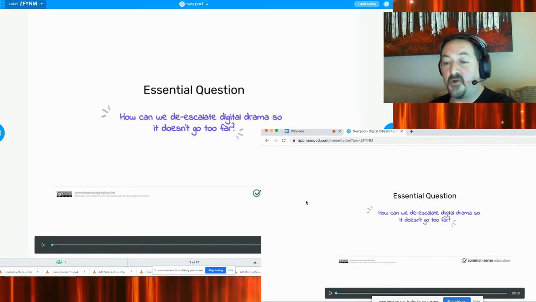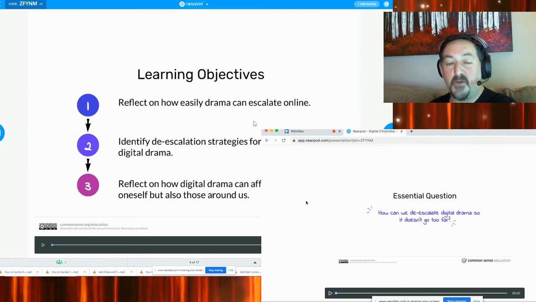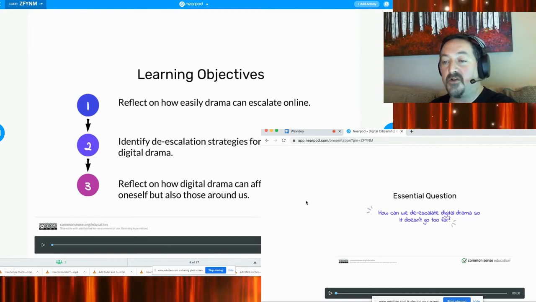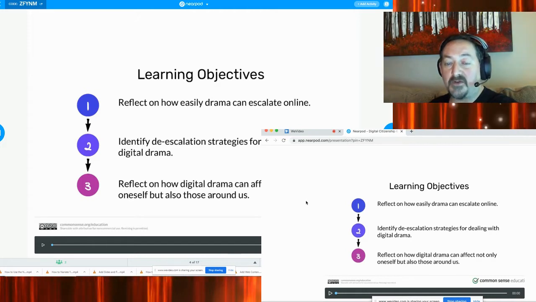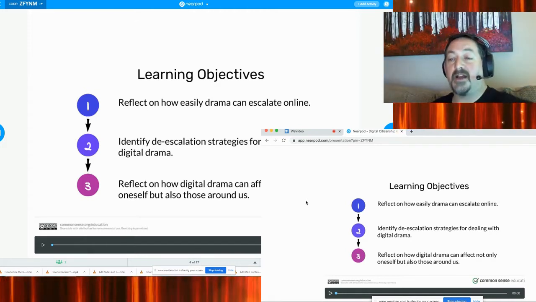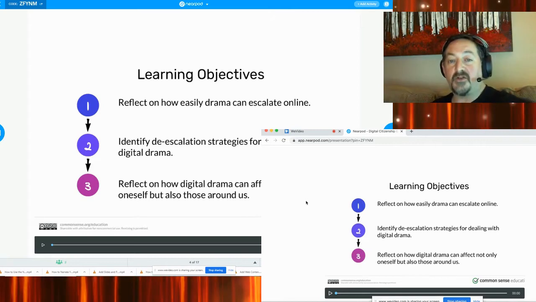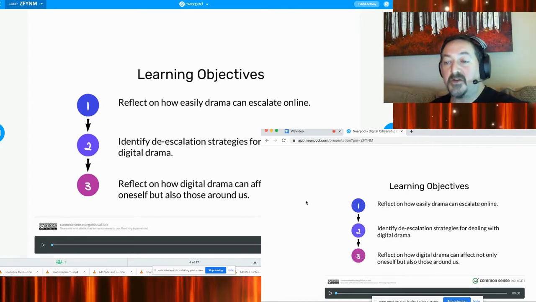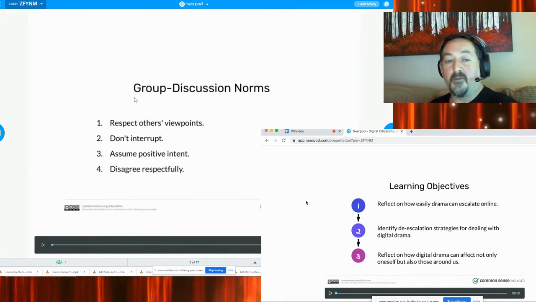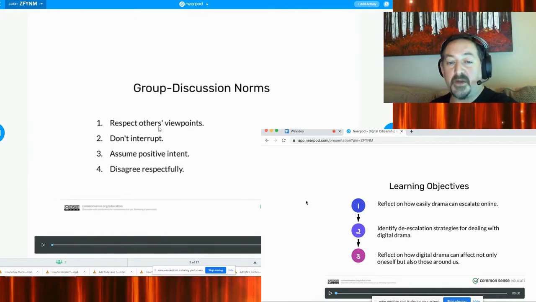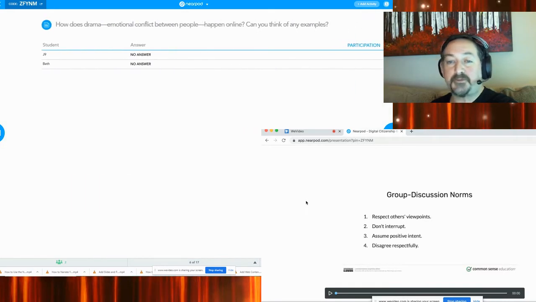So here's our essential question. And like I said, I'm going to move through this very quickly. Here are our learning objectives. These are the points that if you were in Google Meet with a classroom full of kids and you were running your Nearpod lesson, you would stop and explain your learning objectives and go over your essential question, just like you would if you were in a traditional classroom. Group norms: discussion about respect and viewpoints.